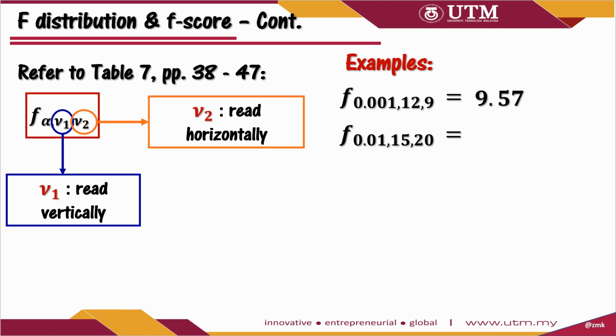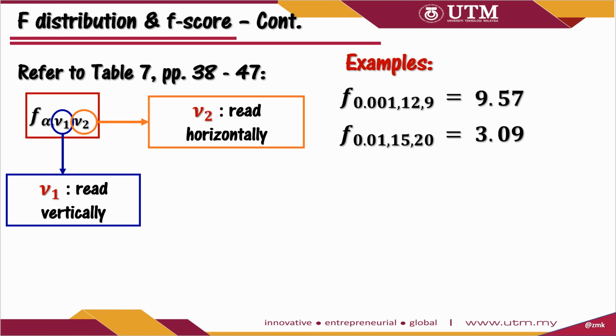Repeat the same steps as before. Look first at nu1 equal to 15 from the first column, and next, move horizontally to nu2 equal to 20. This is in page 41. Do you get 3.09? If you do, that's very good.